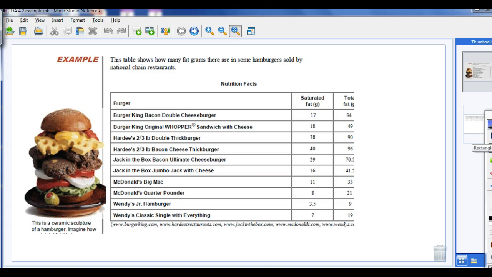Welcome to 4.2. This is our example problem. Let's dive right in. This table shows how many fat grams there are in some hamburgers sold by national chain restaurants. So we have saturated fat and total fat, and they're both in grams. We've got Burger King, Hardee's, Jack in the Box, McDonald's, and Wendy's. You can kind of see how they correlate with saturated fat and total fat.